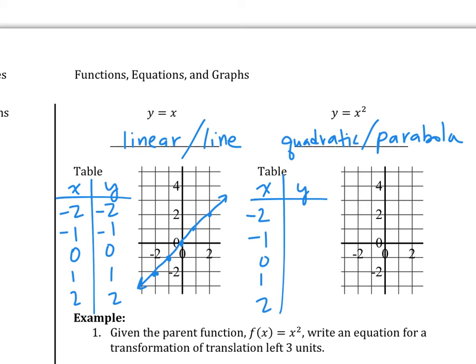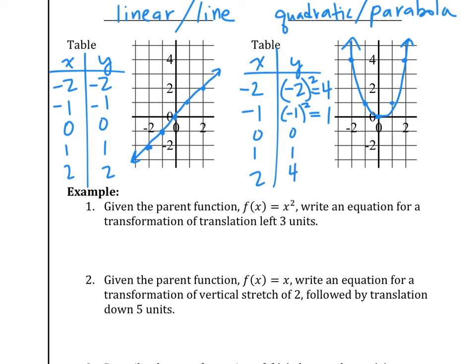Quadratic. Every time you have an x, this says square it. So this is going to be -2 squared. Please don't write this; this is not the same as what we're talking about. We need to make sure this is in the parentheses, so the whole thing gets squared. So this is 4, not -4. -1 squared is the same, so -1 and then square it, which is 1. 0, 1, 4. So I have a point at -2, 4, -1, 1, 0, 0, 1, 1, 2, 4. And this is my parabola.